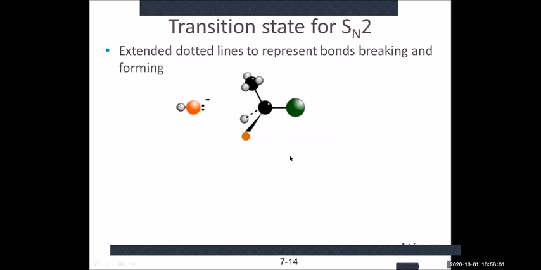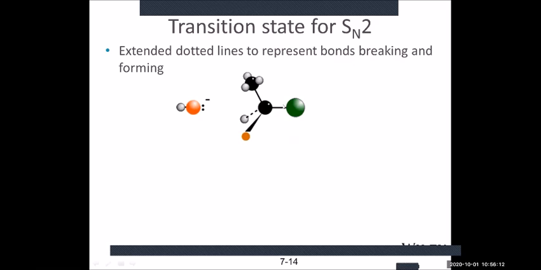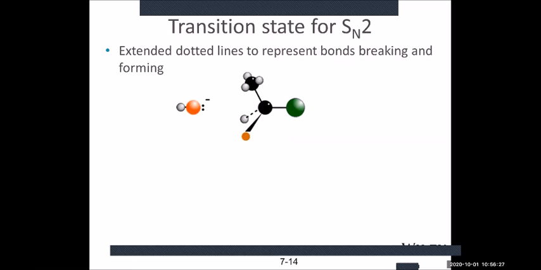This is the substrate, with the green atom as a leaving group. This is the nucleophile, coming here to attack. So that's what happens in the reaction. The substitution comes from the backside. This is the transition state.